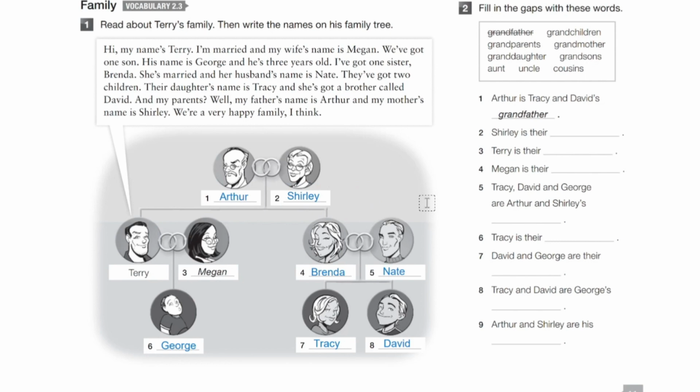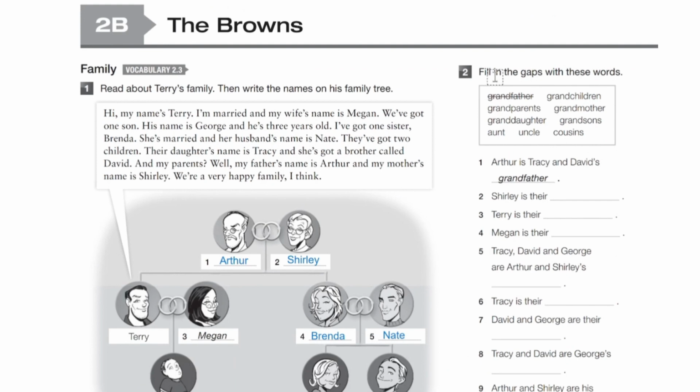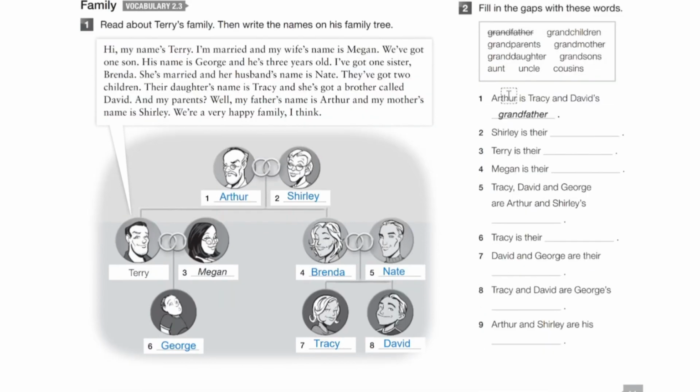We're good. Now, we got here number 2, exercise 2. Fill in the gaps with these words, right? We've got the words here, a bunch of words: grandfather, grandchildren, grandparents, grandmother, etc. So we need to fill in the gaps, guys, looking at the family tree. Right. Number 1, Arthur is Tracy and David's grandfather.